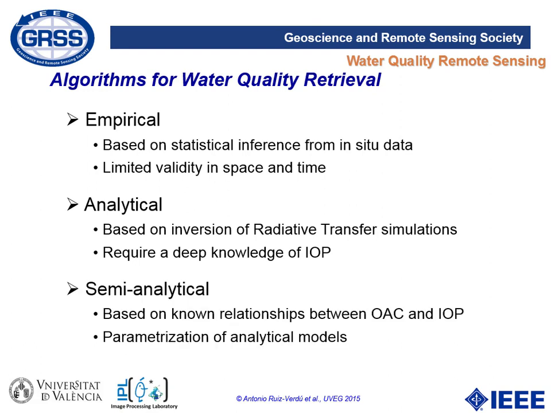Therefore, a third group of algorithms that are between the two are those called semi-analytical, which are based on known relationships between the OACs and the IOPs. And basically what they do is to simplify the analytical models by parameterizing some of those relationships. So there are simplifications of analytical models based on realistic assumptions.